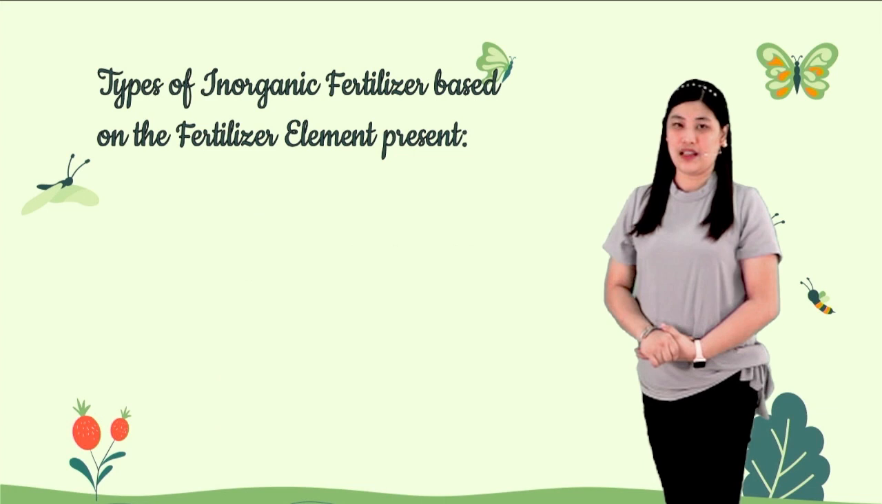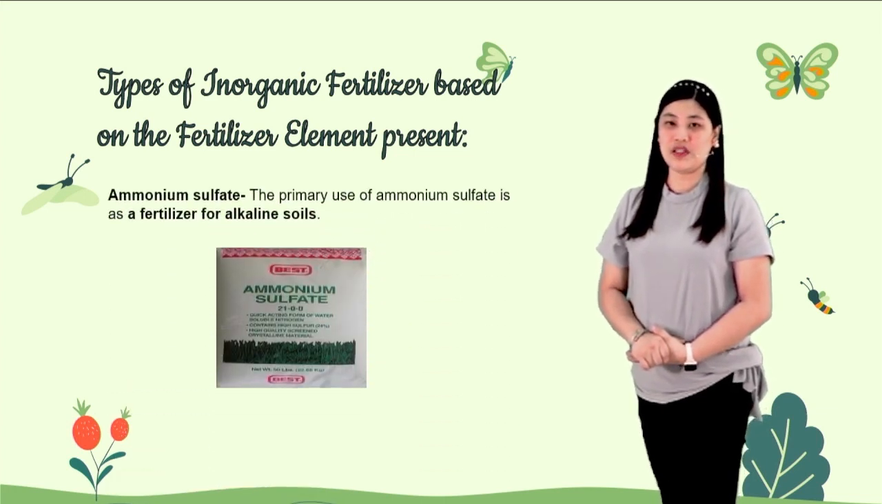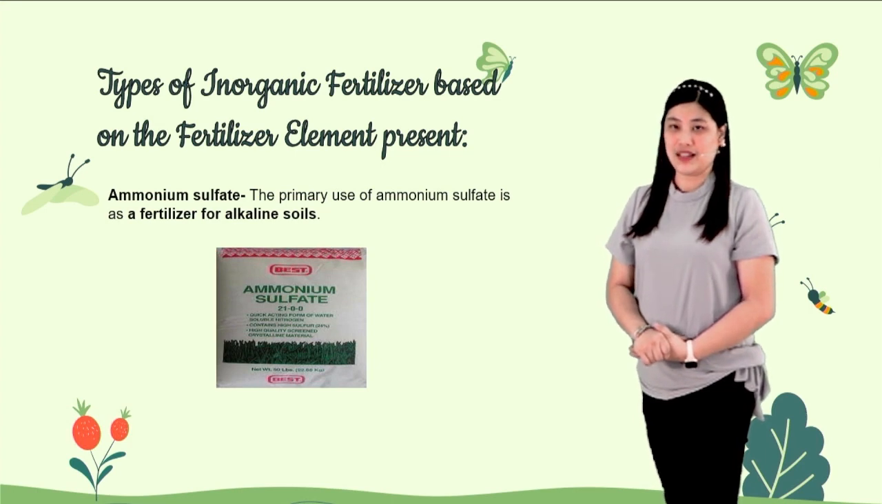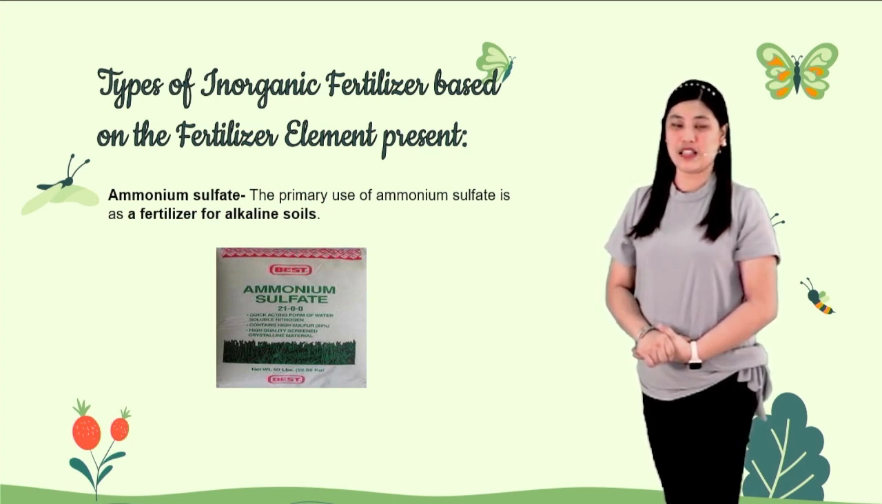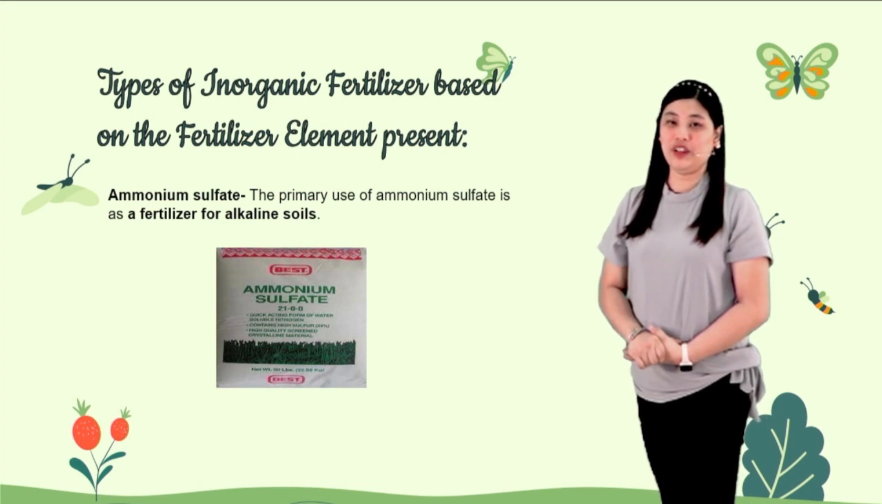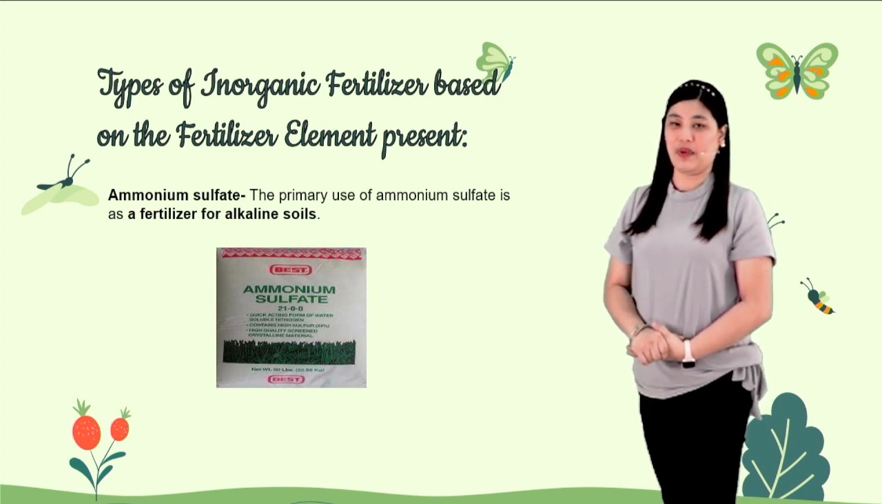Ammonium sulfate. The primary use of ammonium sulfate is as a fertilizer for alkaline soils. In the soil, the ammonium ion is released and forms a small amount of acid, lowering the pH balance of the soil, while contributing essential nitrogen for plant growth.